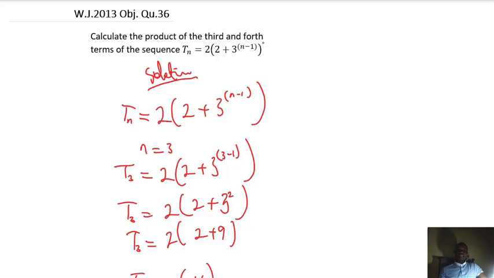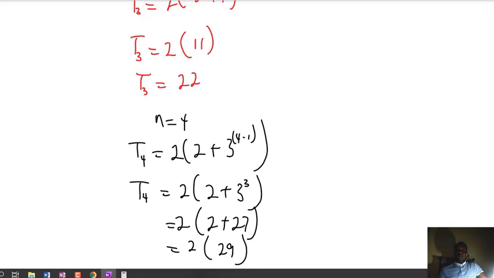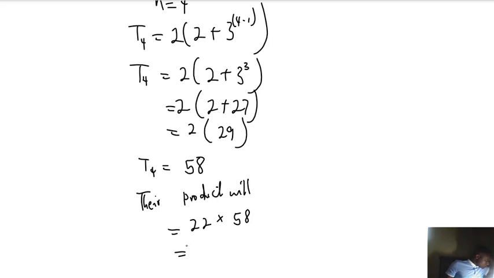The question says that we should find the product of the third term and the fourth term. Meaning the third term we got 22, we are going to multiply this 22 by 58. Their product will be 22 times 58, and 22 times 58 will give us 1276. So this will be the product of the third term and fourth term.